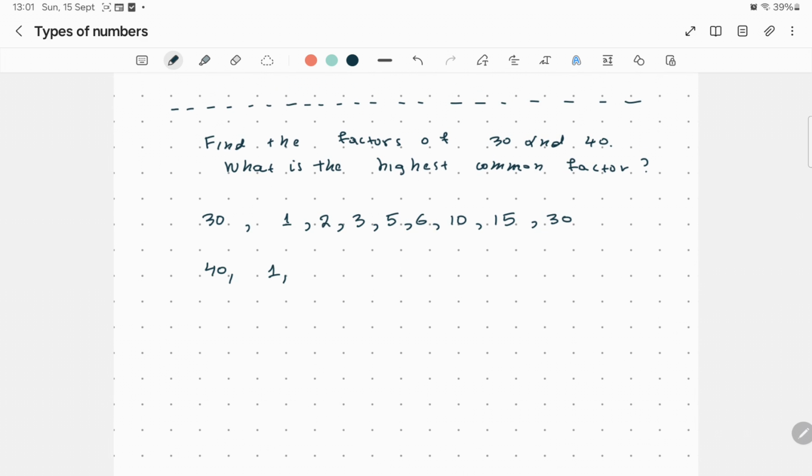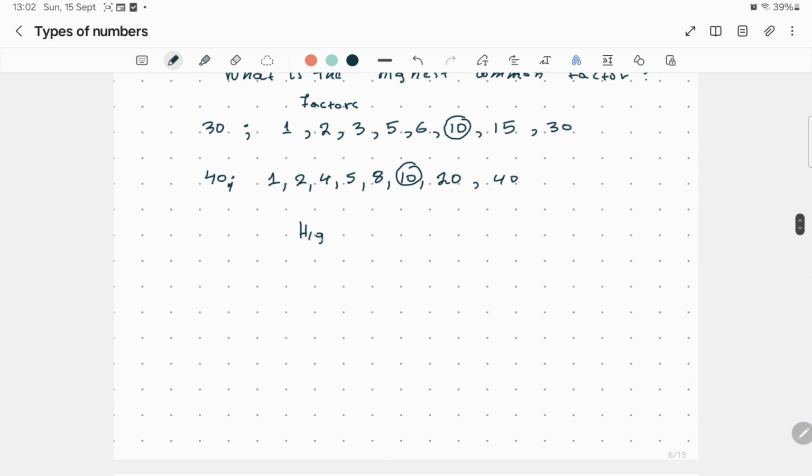What about 40? Is 1, 2. So these are the factors here. 4, 5, 8, 10. Then we have 20. And then we have 40. So what is the highest common factor in this case? Highest common factor, the highest number that is common, is 10. So the highest common factor is equal to 10.